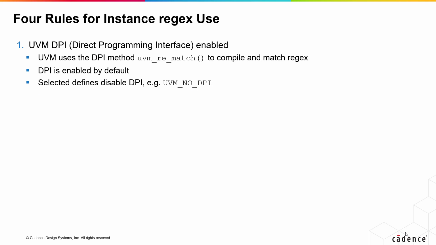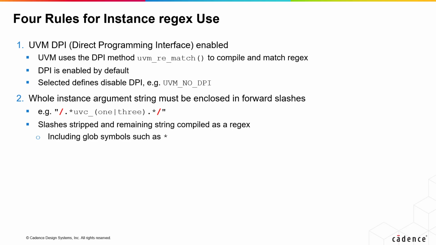There are 4 simple rules for using regex for the instance argument. Firstly, the UVM Direct Programming Interface (DPI) must be enabled. UVM compiles and matches regular expressions using C functions imported via DPI into a method uvm_re_match. UVM DPI is enabled by default, but there are several defines which disable it, such as UVM_NO_DPI. Check these are not defined if you are having problems.